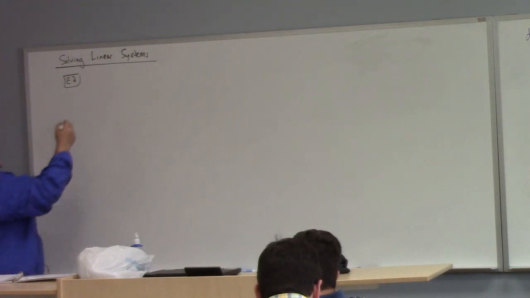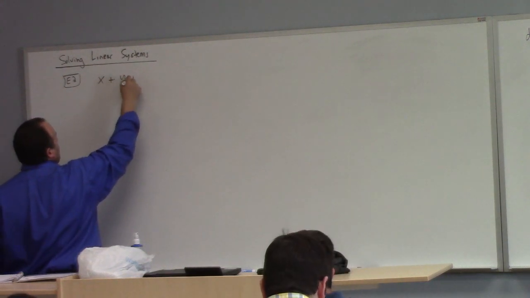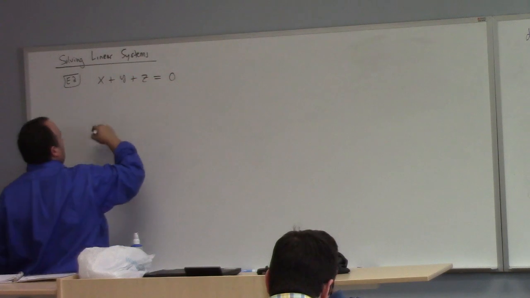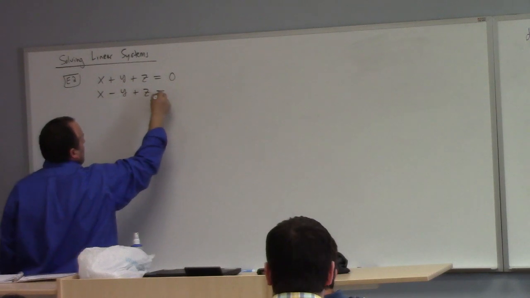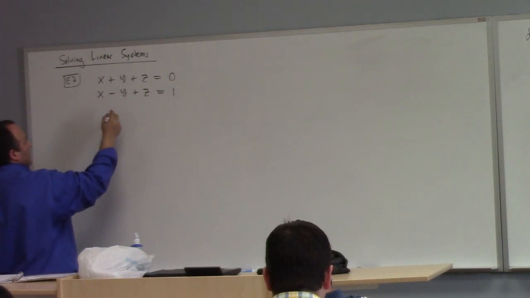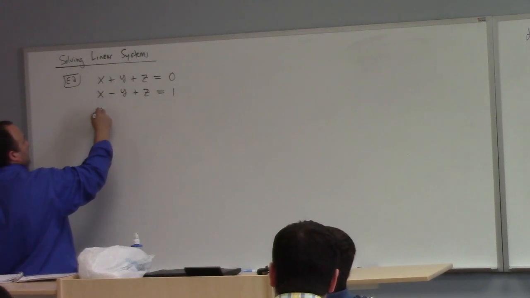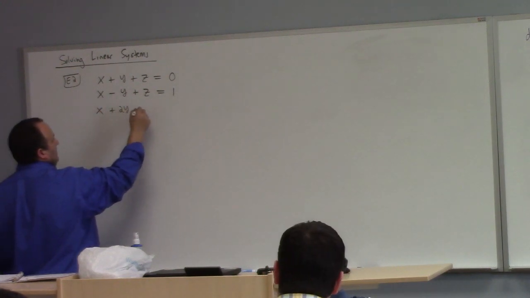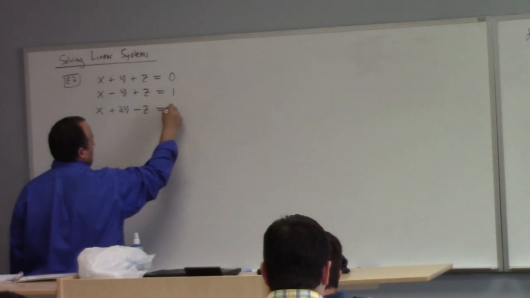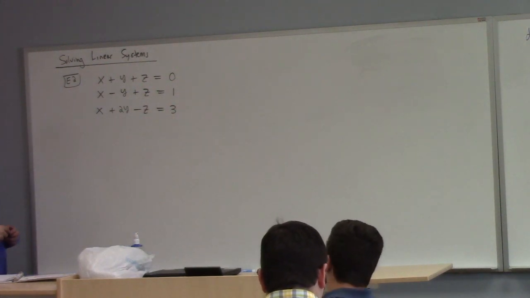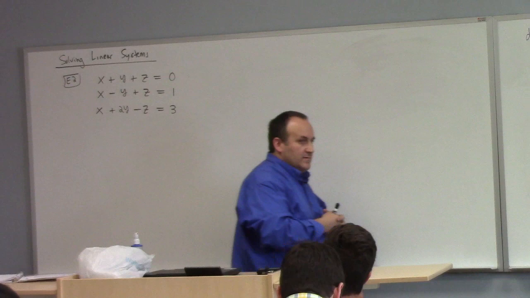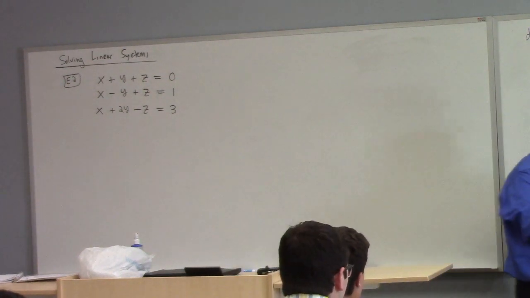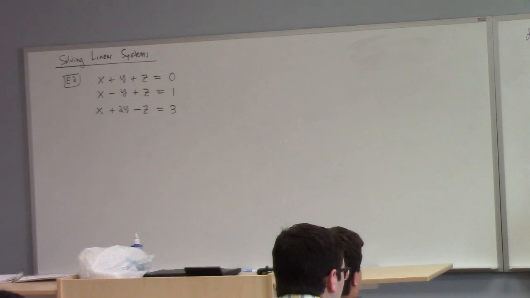Example 2. Suppose you're up against x plus y plus z equals 0, and you've got x minus y plus z equals 1, and you've got, I don't know, x plus 2y minus z equals 3. All right? So this would be 3 equations and 3 unknowns. You have some homework problems on this, and I should show you how to do these kinds of problems, right? Now there's basically two ways to solve these.